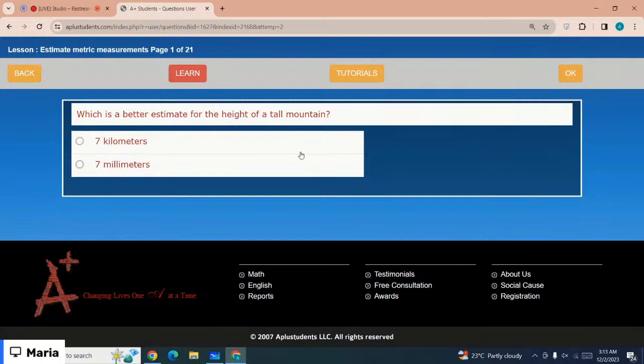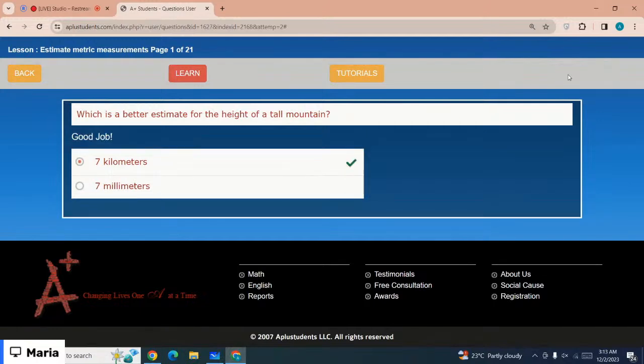Which is a better estimate for the height of a tall mountain? Is it 7 kilometers or 7 millimeters? Which is the correct option? That is a tall mountain, right? That would be 7 kilometers because millimeters is a smaller unit. So the correct option is 7 kilometers, right?